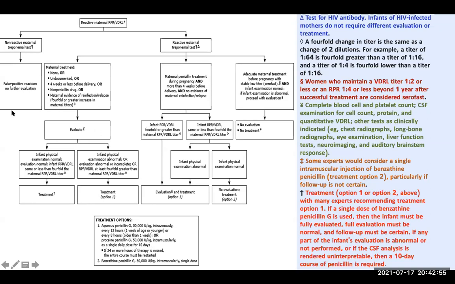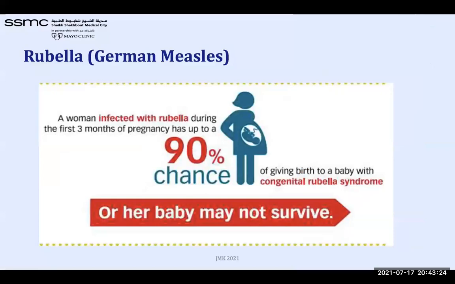And then you go through it: if it is false positive, what to do; if it is false negative, what to do. And then you read this, and this is the key for this algorithm. So this is a very simple algorithm. It is the very latest from the American College of OBGYN and the Red Book. And I will send it to you, so you should go through it and keep it in your library.